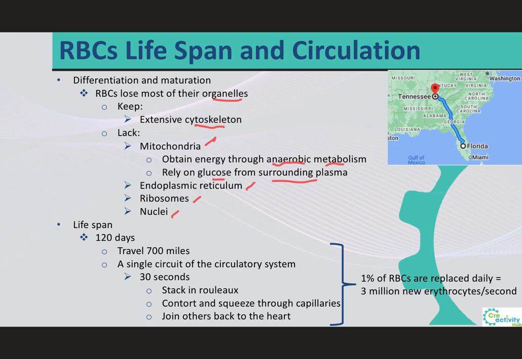Well, this mechanism is important because it will ensure that the absorbed oxygen will be carried to the peripheral tissues and not sort of stolen by the mitochondria if they were present in the red blood cells. And the lack of ribosomes and nuclei means that protein synthesis cannot occur. Therefore, a red blood cell is going to be unable to replace damaged enzymes or structural proteins.